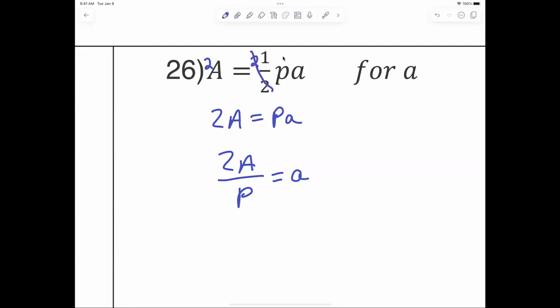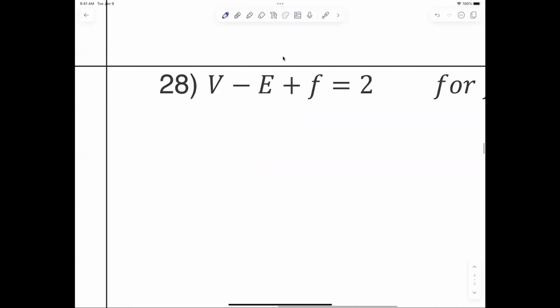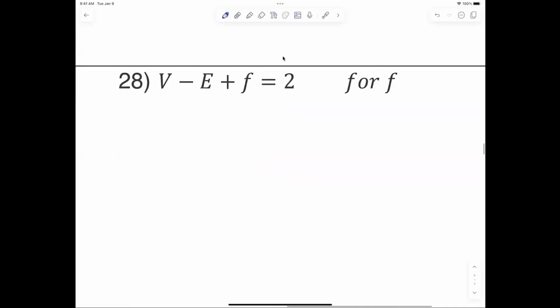These cancel. All right, anybody have any questions? Little a equals 2A over P. All right, let's see if we can do 28. Everybody write down the answer. Solving for F.